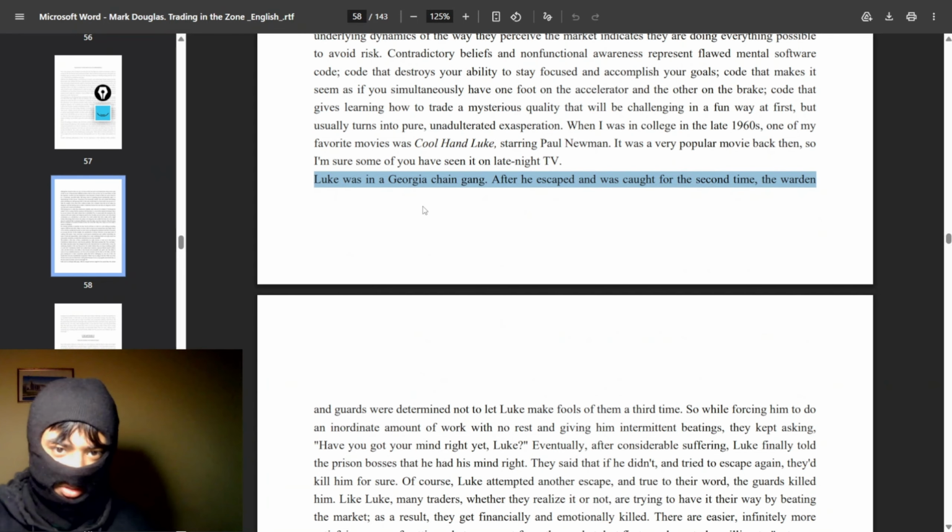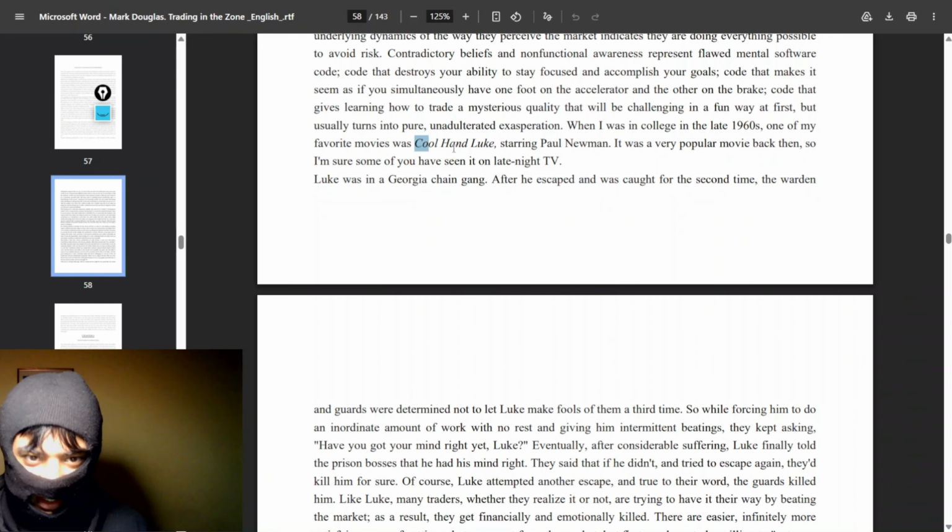So guys, I was just researching the Cool Hand Luke movie, and yeah, let's read.